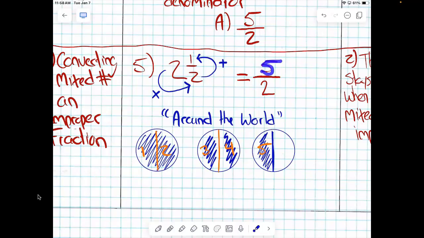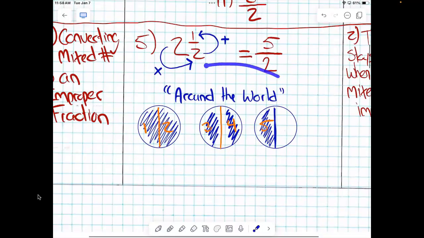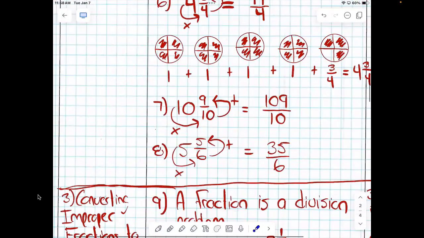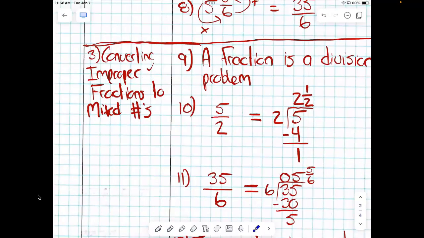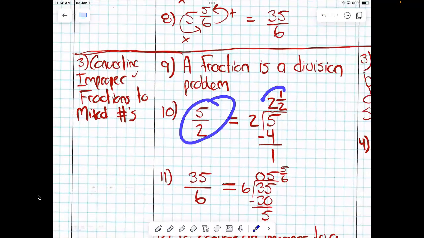And then why is the denominator 2? Because the denominator is the denominator. The denominator stays the same as in the mixed number, right? Good? So what's this process called again? Around the world. Now, we should be able to convert from an improper back into a mixed, right?